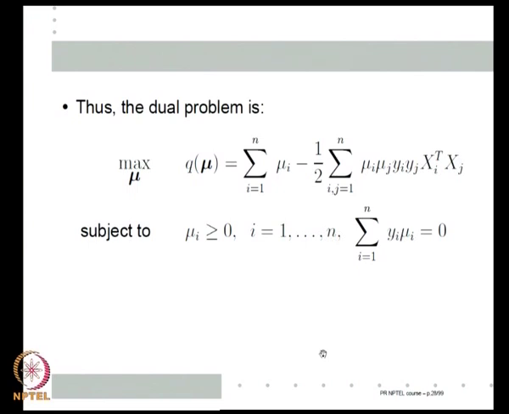So, my dual now turns out to be: maximize q(mu), which is given by this as you have just seen, subject to mu_i greater than or equal to 0, and we have to impose the extra condition summation mu_i y_i is equal to 0. Right. So, this is my dual problem.